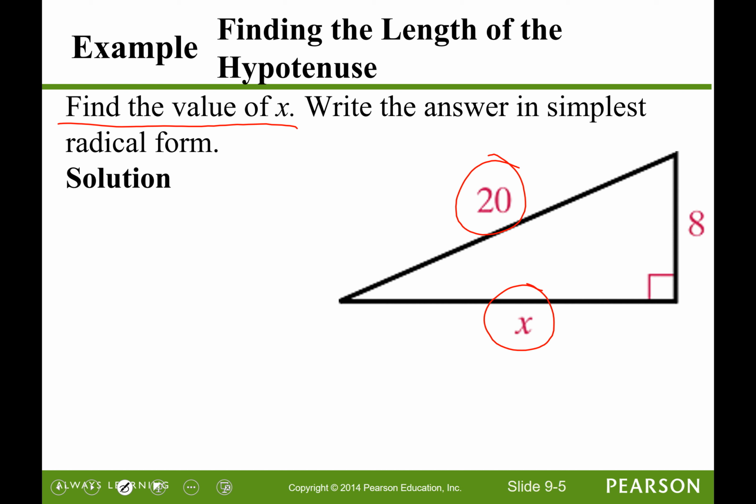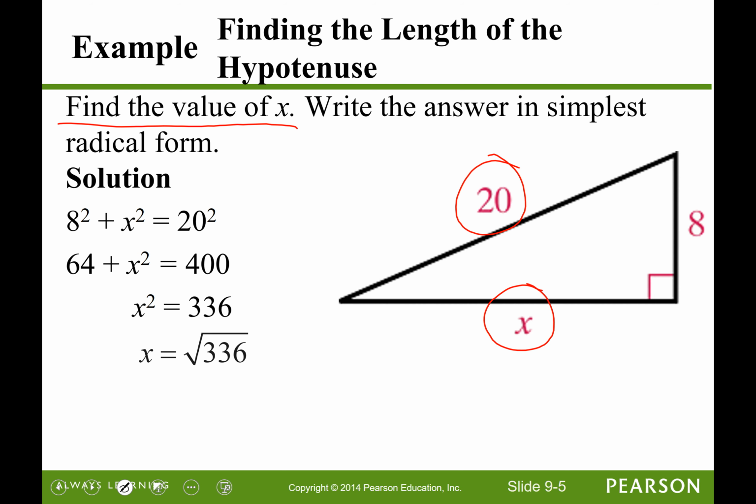All right, so let's set this up. We have one leg squared plus the other leg squared equals the hypotenuse squared. 8 squared is 64, 20 squared is 400. Subtracting 64 from both sides, we have x squared is equal to 336. Taking the square root of both sides, only the positive root in this case, we have x equals the square root of 336.